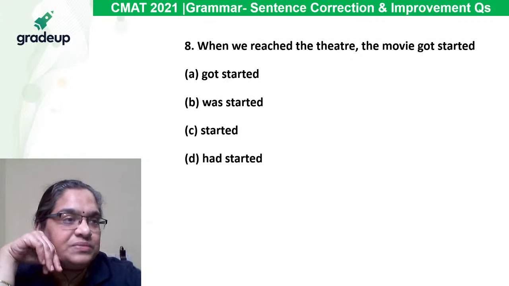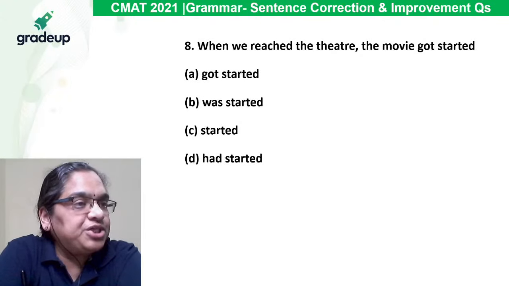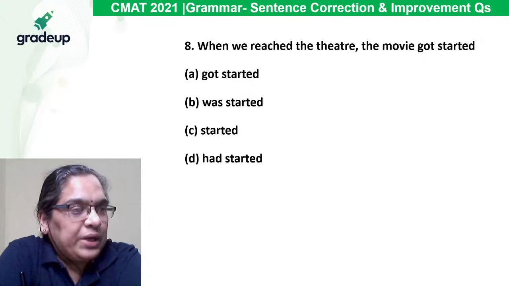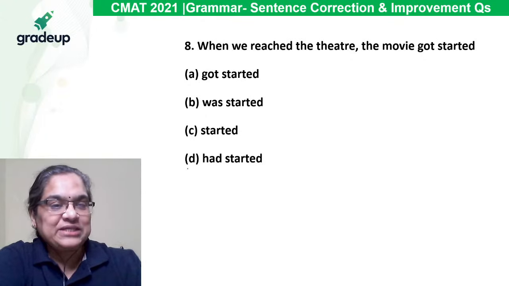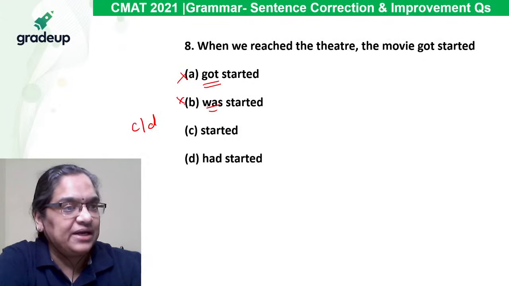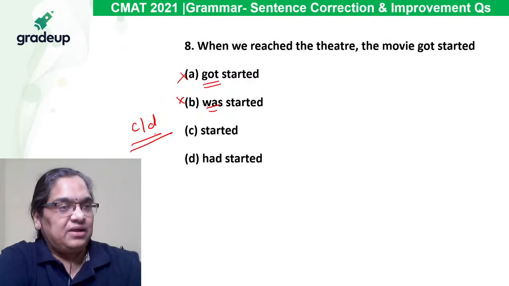Another question from CMAT. Siddharth, Bagadi, Shantanu. All right, YouTube guys, you all are slow. Where are your answers? Okay, the choice is between obviously C and D. Got started and what was started are wrong English, bad English. So is it C or D?